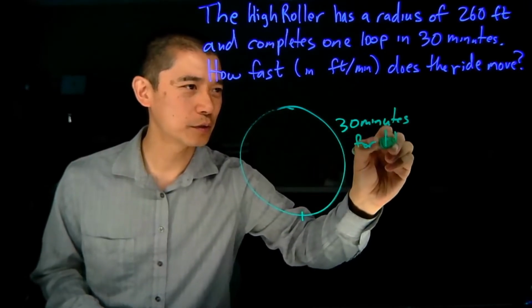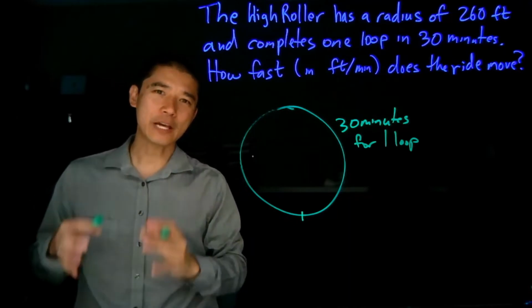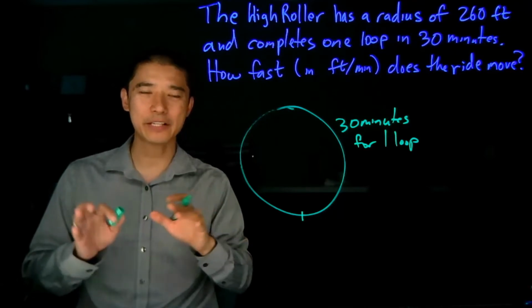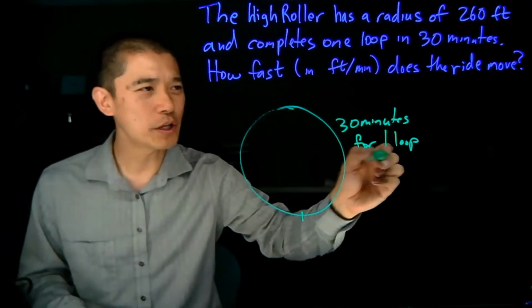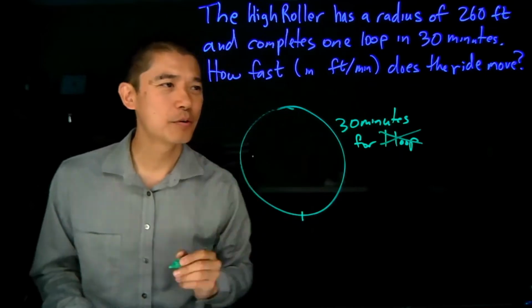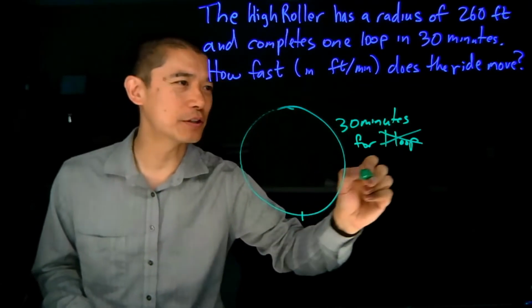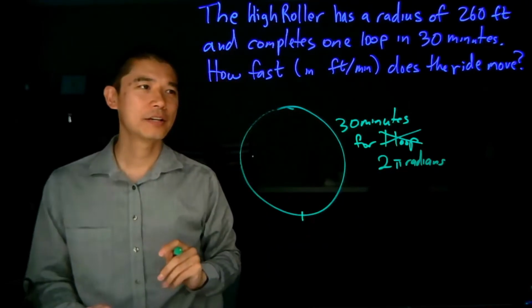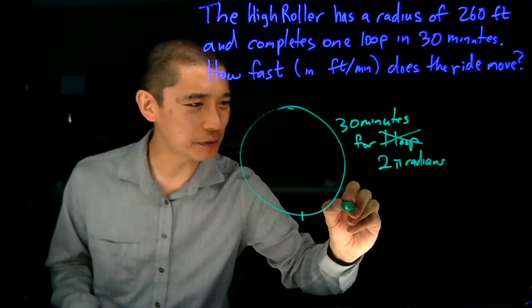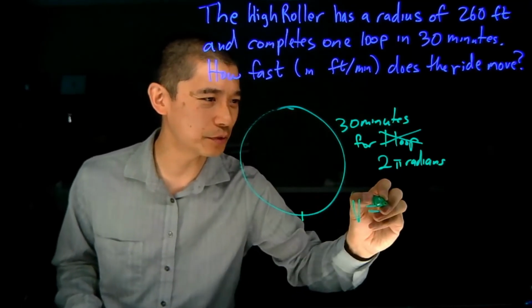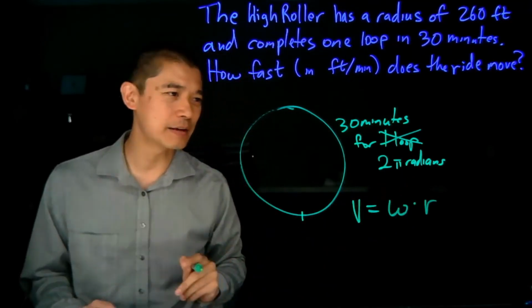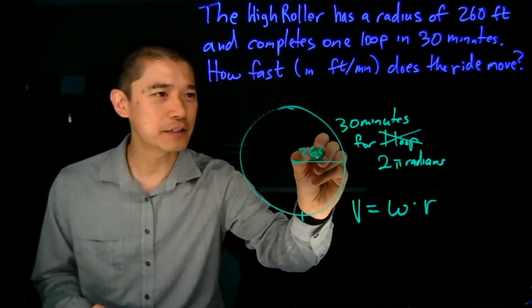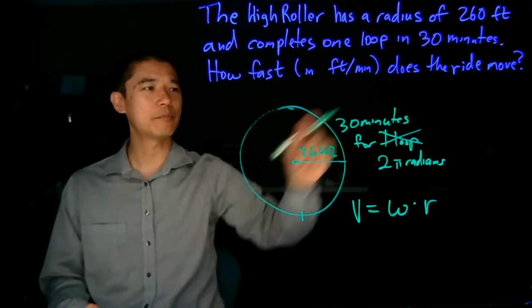So 30 minutes for one loop. Now remember that for these problems, we want to be writing everything in terms of radians because that makes our formulas a lot simpler. So instead of thinking about one loop, we should think about that in radians. One loop, one revolution, is going to be 2 pi radians. And once we have this set up, we can think about the formula. Linear velocity is equal to angular velocity times the radius. So the radius we had was 260 feet. That's from the problem right here.